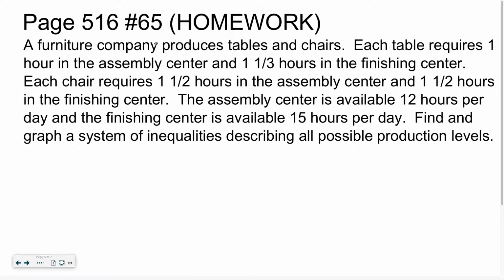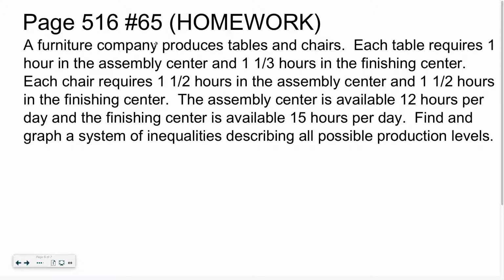So we've got a furniture company and they're making tables and chairs. I find out that each table requires 1 hour in the assembly center and 1 1/3 hours in the finishing center. Then I know each chair requires 1 1/2 hours in the assembly and 1 1/2 hours in the finishing. I only have 12 hours in assembly and 15 hours in finishing. I want to find and graph a system of inequalities describing all my production levels.